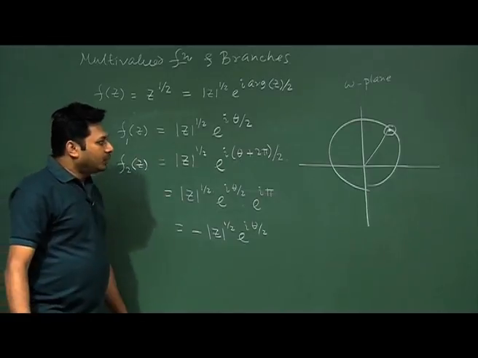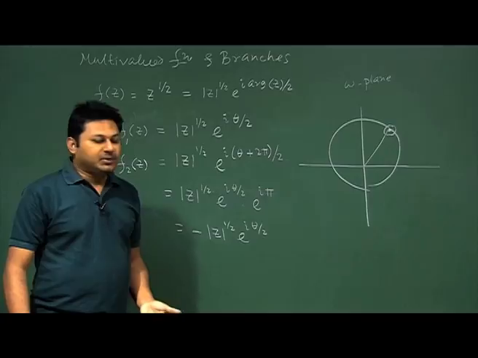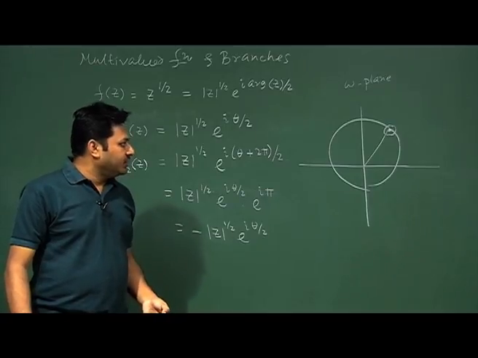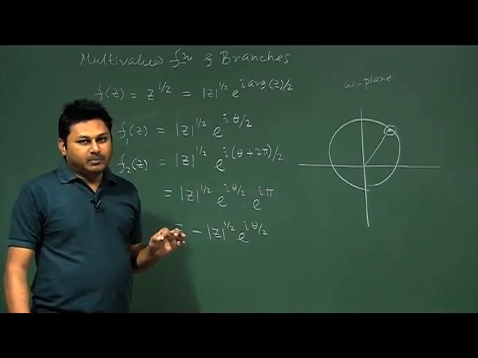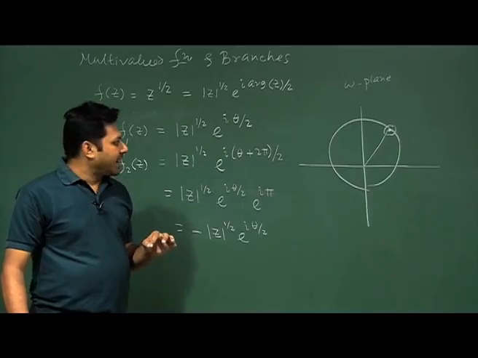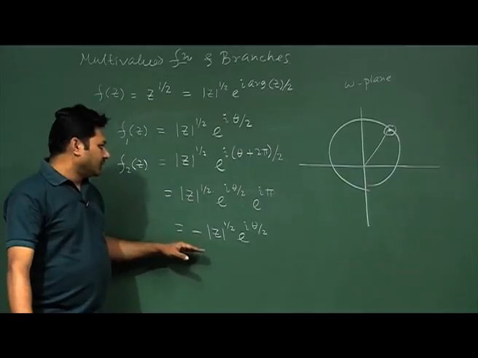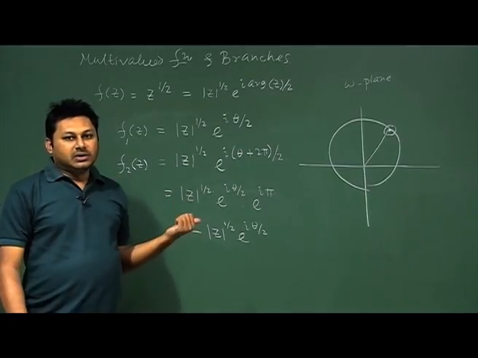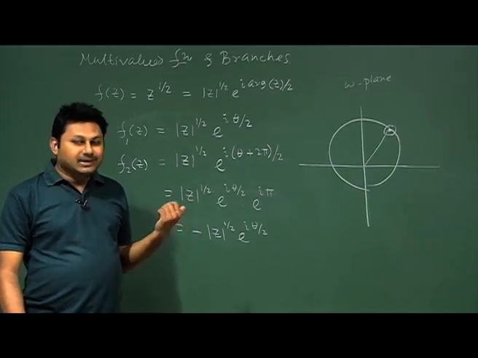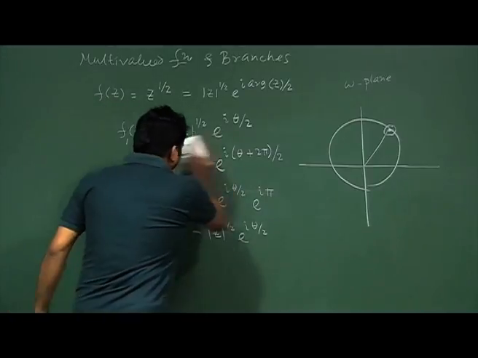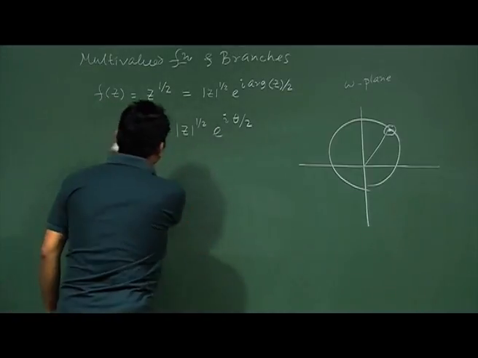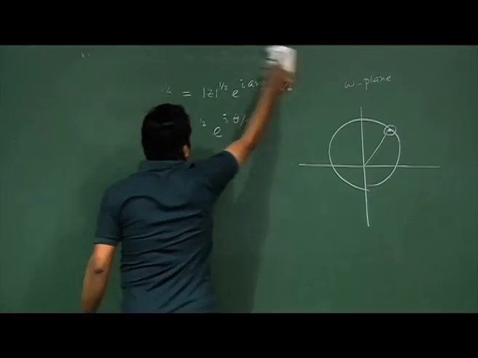Now, how do we represent these things? As I mentioned, there is an ambiguity: for the same z point I am having two different values in my w plane. So, what is the procedure to handle that? In order to understand that, we understand this roughly.